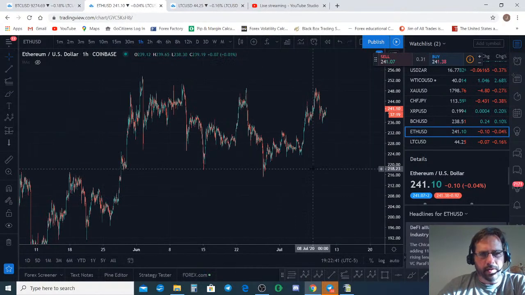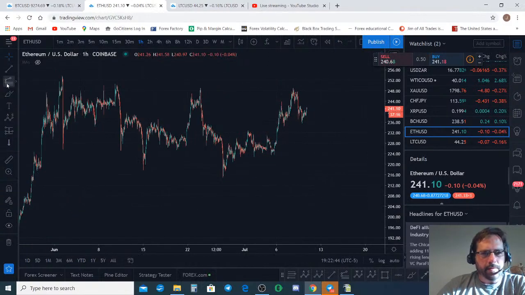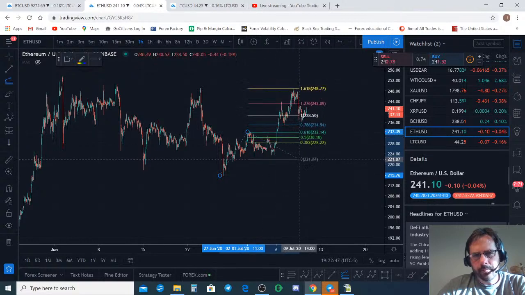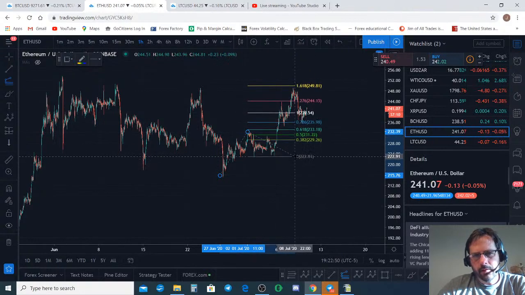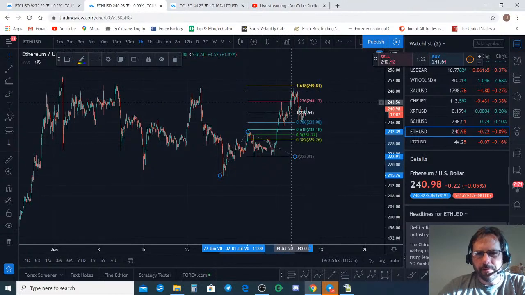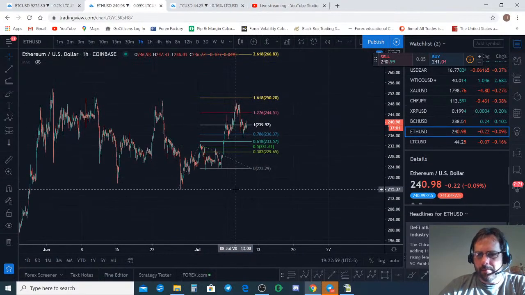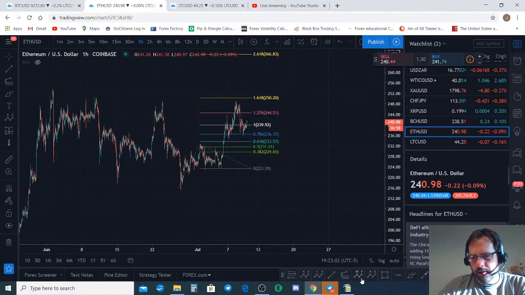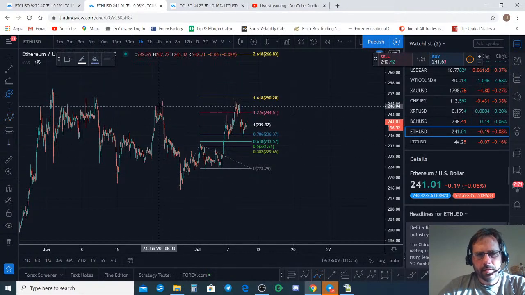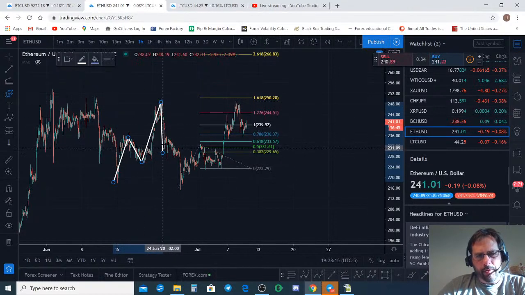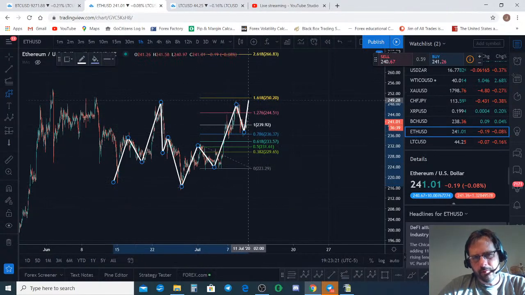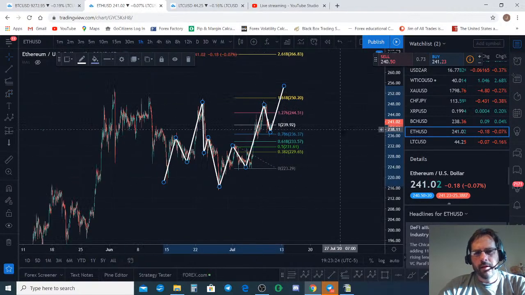Guys, that might be what we're getting. We didn't quite make the 1618, but we're close enough for me. All right, guys, here's my bias for Ethereum. This might be a flat. So if that's the case, this has to be a three wave, and we know that. And then this has to be a five wave for a flat. And there it is.